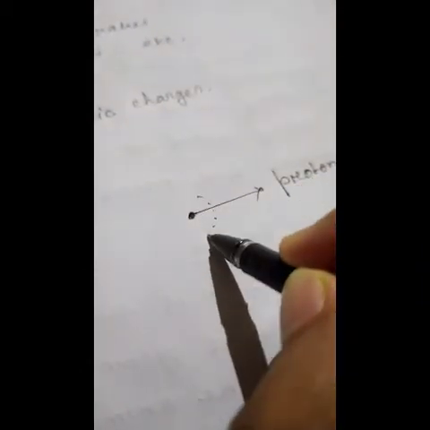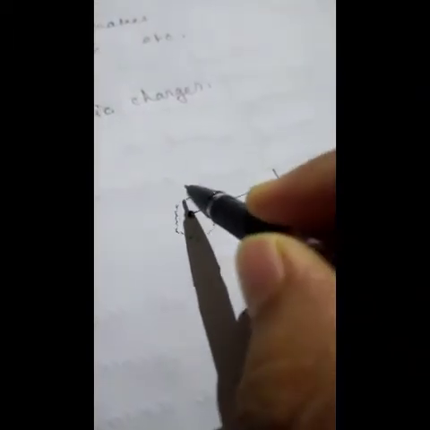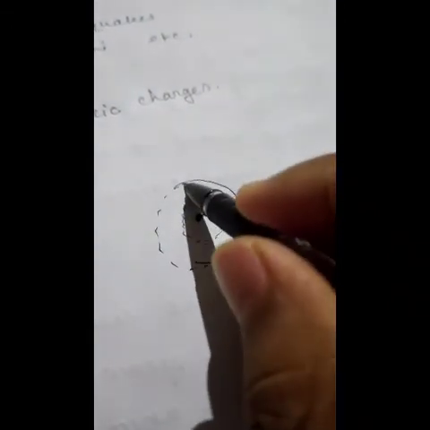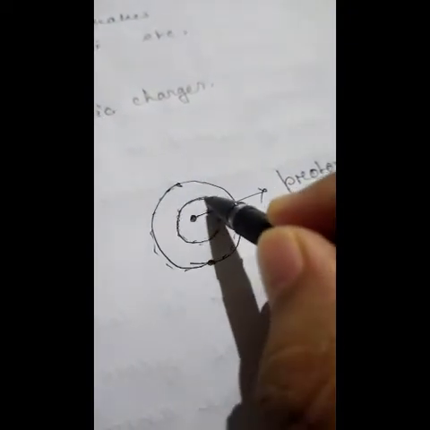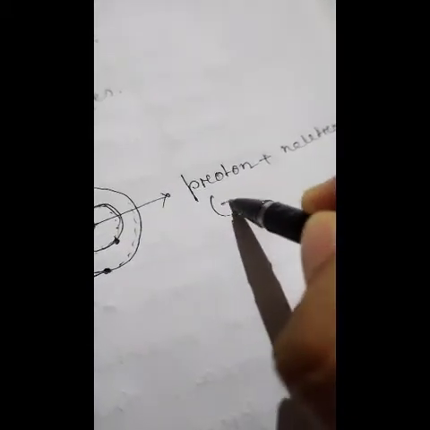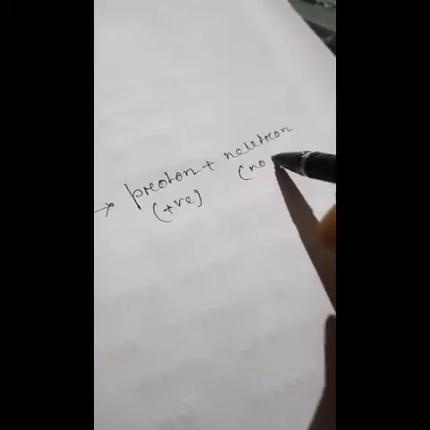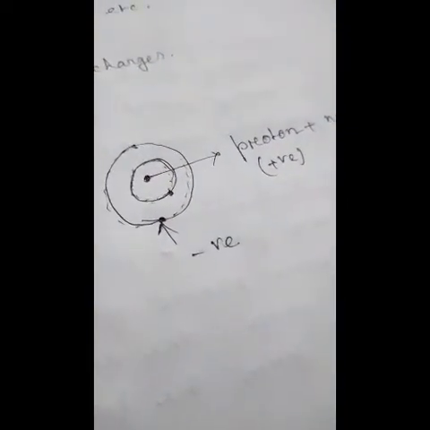And in a circular path, the electrons move around the nucleus. These protons are positively charged particles, neutrons have no charge, and these electrons are negatively charged particles.